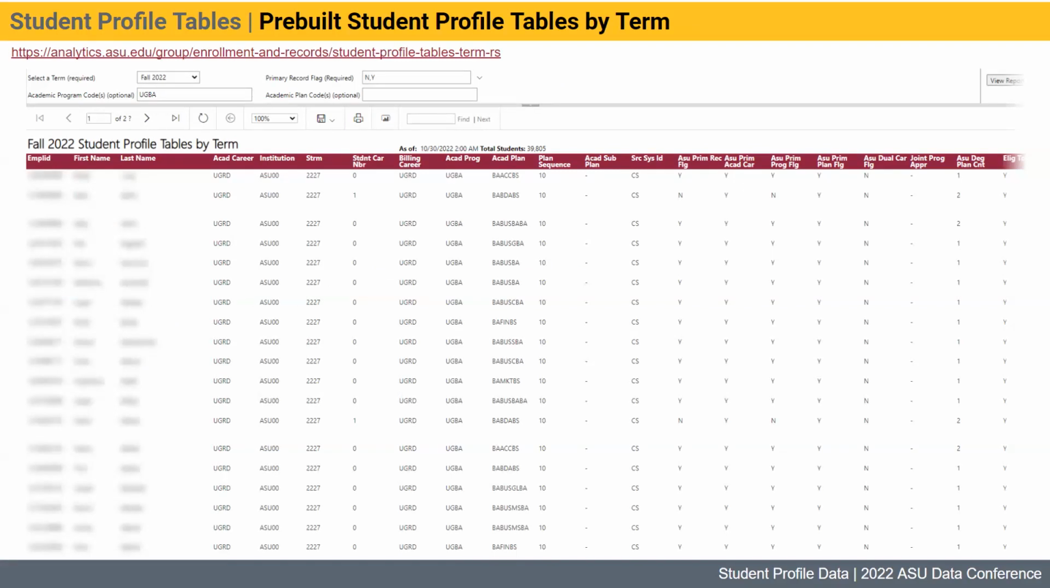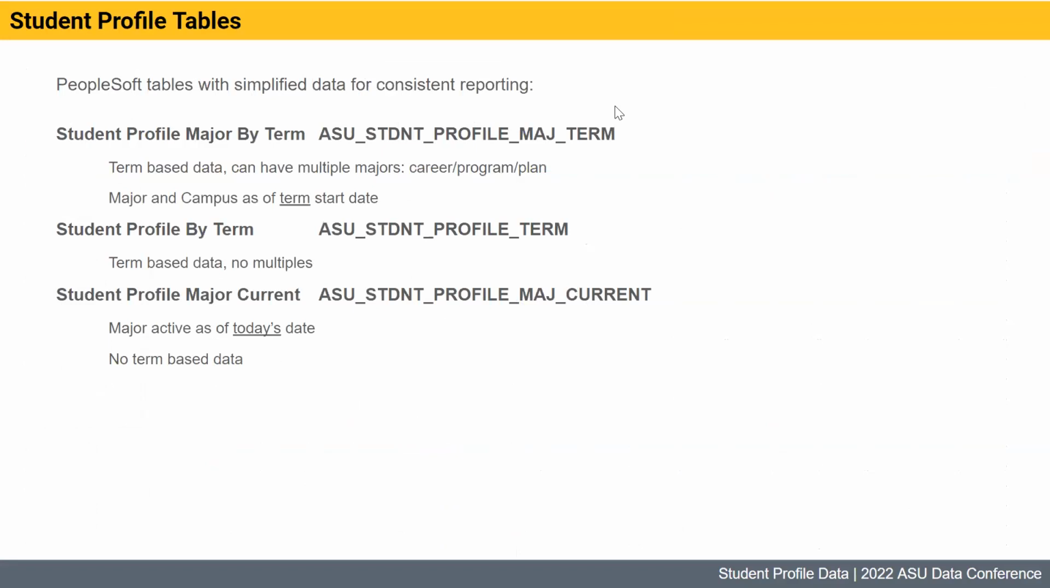We use these tables for many of the pre-built reports that my team puts in analytics. We also happen to have kind of what I call a data dump of every field that's in the student profile table. You can just run this. We put very few parameters up at the top, but there are some, and you can just get a dump of all the fields in both of the tables. So these are the three tables. These are my babies. Aren't they beautiful?